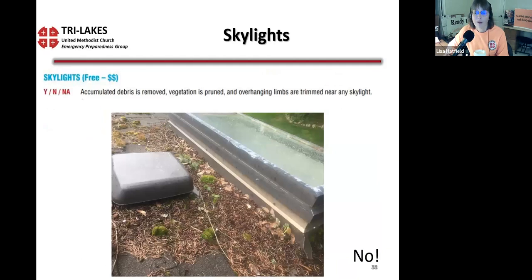Be sure that accumulated debris is removed. This is a roof, believe it or not. Make sure vegetation is pruned and overhanging limbs are trimmed away from any skylights. The key is maintenance. Just clean up your roof and around your house. We're going to talk more about this in the windows section coming up soon.